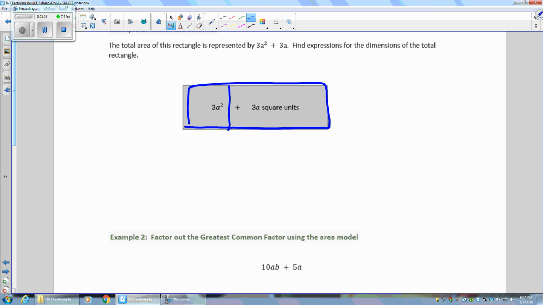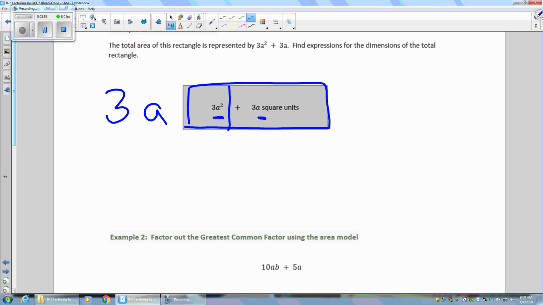Well, obviously you can take a 3 out, right? A 3 belongs to both of those. And how about the a's? So we talked about it as in like boyfriends or girlfriends or something like that. So if this one has 2 and this one has 1, how many could they have in common? Well, the most they could have in common is 1. So 3a is my GCF.